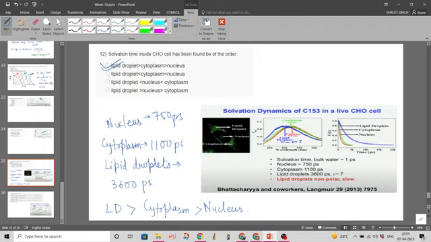You can see here the correlation for the lipid droplets. Because its solvation time is too much, the decay is slow. The nucleus, its solvation time is very less, so the decay is fast, and cytoplasm is in between. So the answer of this question is A, the first option itself.